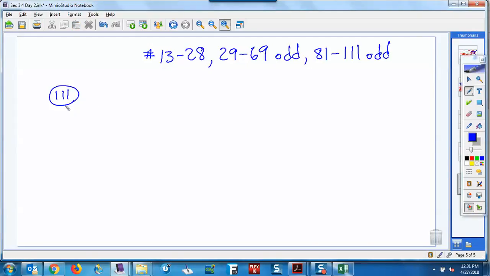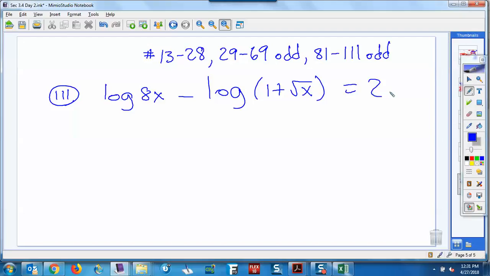All right, 111, read it to me. Log 8x minus log of 1 plus square root of x equals 2. Okay, so just to review, hopefully some strategies you guys talked about here, and also there are some strategies at the bottom of page 244. There's a box that has 3 sentences.